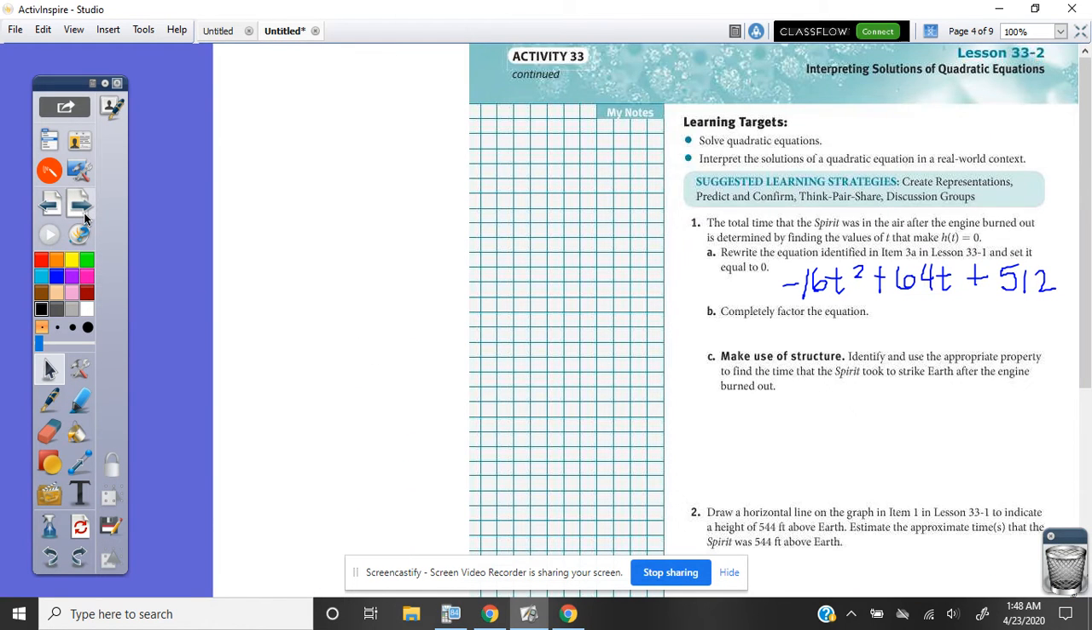All right, so 33-2, interpreting solutions. The first thing it asks you to do is just to rewrite the equation, and then B is to completely factor that.